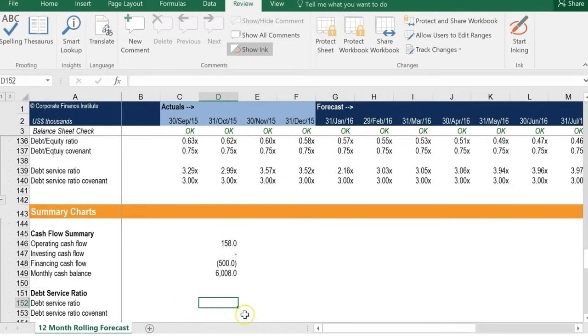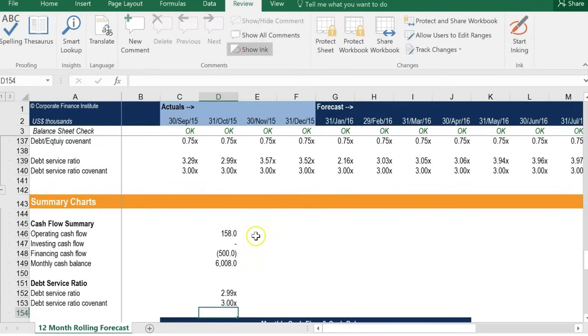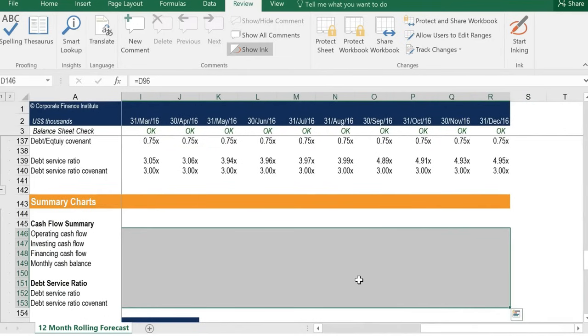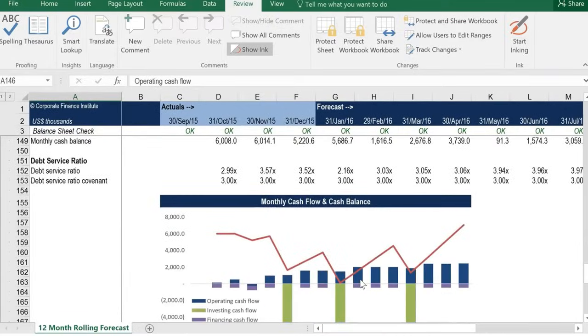On the next section here, let's pull forward the debt service ratio and the debt service covenant. This is the benchmark that we want to compare to. So what I'm going to do is select this information here, select the area to the right, and then press Control R. So I've now filled in the tables that are going to populate the charts.